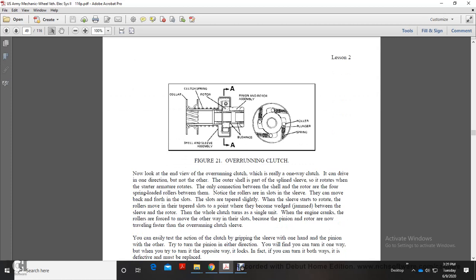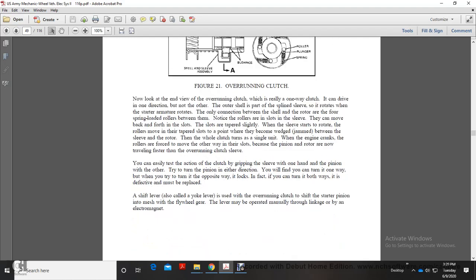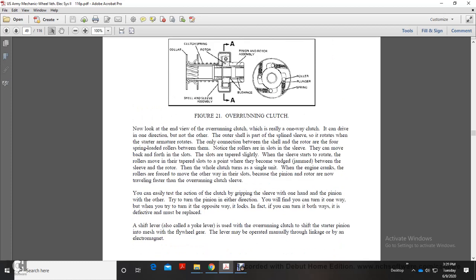Alright, your overrunning clutch. Let's see this. It has a collar, a shell and sleeve assembly, the clutch spring, rotor and pinion assembly, bushings, rollers, plunger, and springs. Now look at the end of the overrunning clutch. We realize it is a one-way clutch that drives in one direction, but not the other.